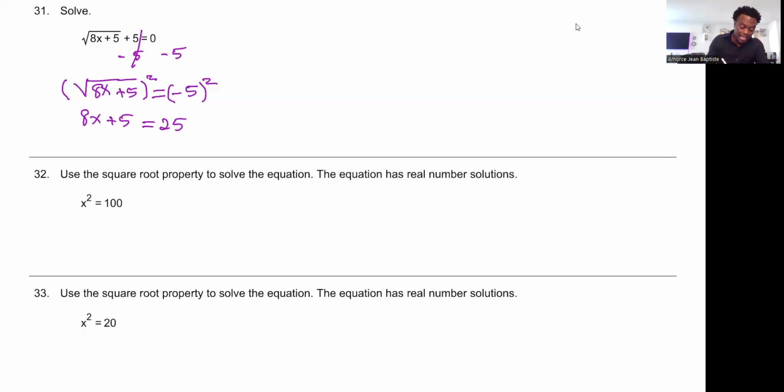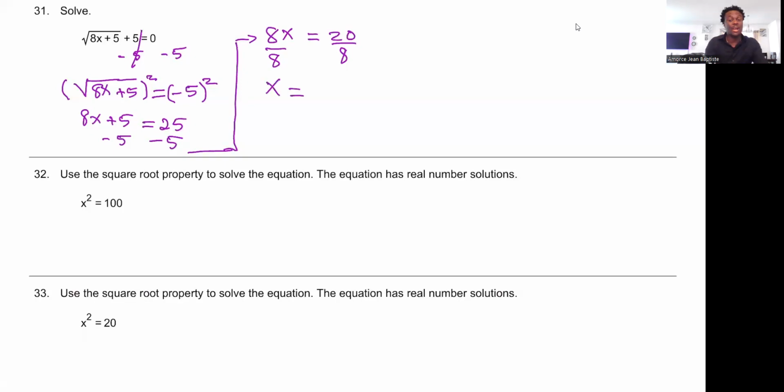So then I can subtract 5 on both sides, and I will get 8x equals 20. Then I divide by 8 to isolate the x. x equals, simplified by 4 in this case, 5 over 2. Then I try to verify. I'm going to verify. I should verify.